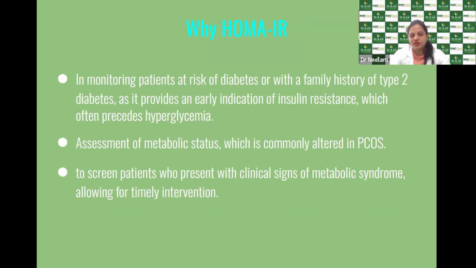So, why are we using HOMA-IR? To monitor patients at risk of diabetes, as we can see diabetes in every family with a family history of type 2 diabetes, as it provides an early indication of insulin resistance which often precedes hyperglycemia.